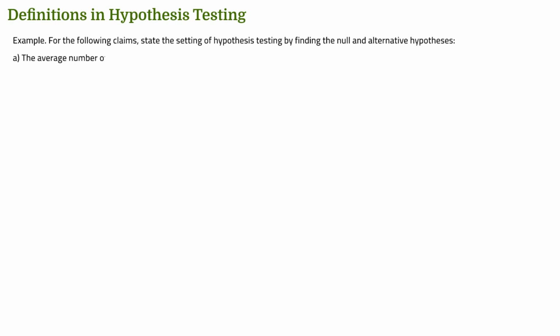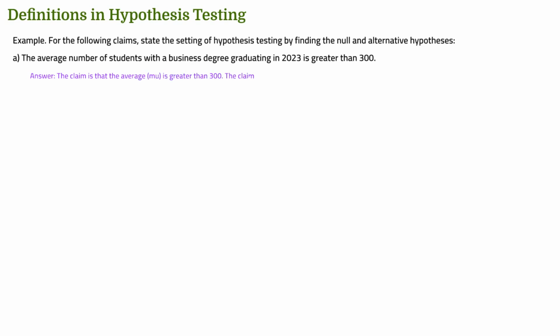More on definition. Example: for the following claims, state the setting of hypothesis testing by finding the null and alternative hypotheses. A, the average number of students with a business degree graduating in 2023 is greater than 300. Answer. The claim is that the average mu is greater than 300. The claim gives the alternative hypothesis. This means HA is mu greater than 300.